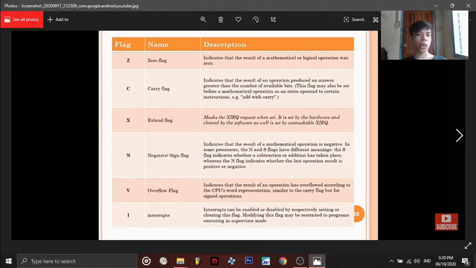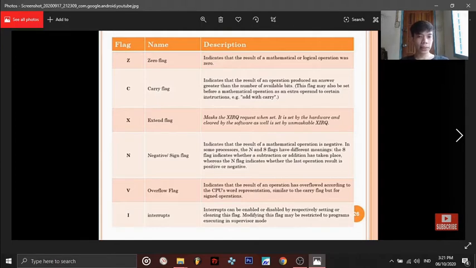Add with carry. Extend flag. Interrupt request when set, it is set by the hardware and cleared by the software, as well as set as an unmaskable interrupt request. I don't know what that is.